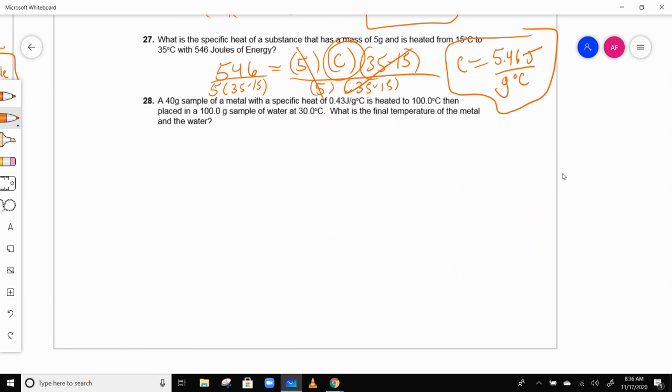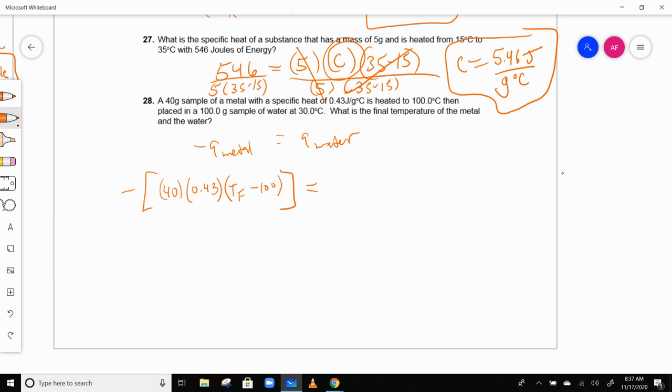Last one. A 40-gram sample of metal with a specific heat of 0.43 joules per gram degree Celsius is heated to 100 degrees Celsius, then placed in a 100-gram sample of water at 30 degrees Celsius. What is the final temperature? So we've seen lots of these problems. It's just negative Q of the metal, because it's losing heat, is equal to Q of the water. The negative Q of the metal is going to be M of the metal, so 40, times C of the metal, which is 0.43. And then delta T is T final minus the initial temperature, which is 100.